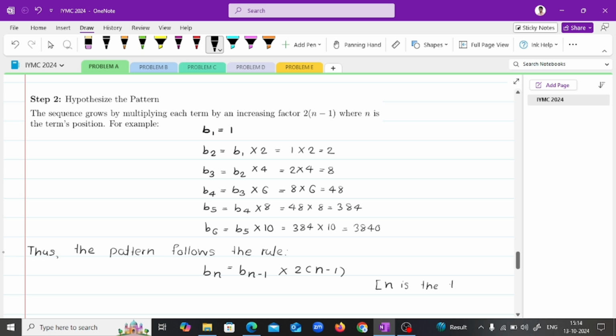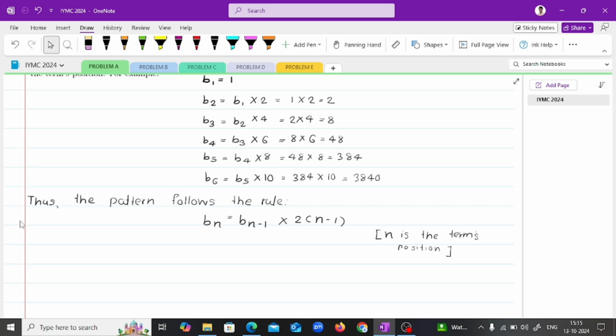Where n is the term's position. So you can verify this rule by substituting the value of n for the respective number, for n is equal to 2, 3, 4, 5, 6, etc.